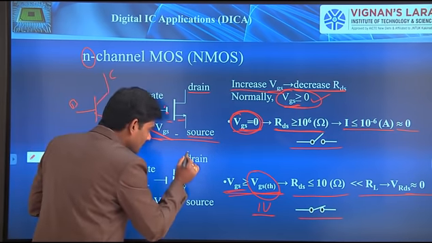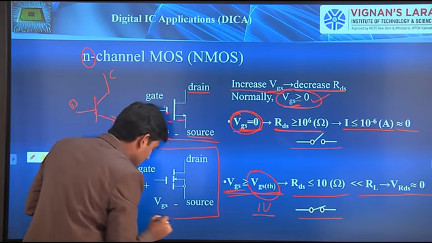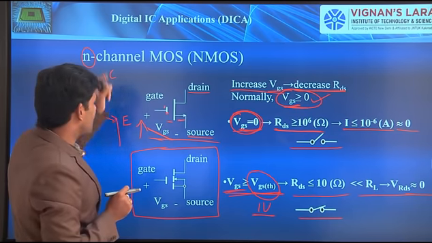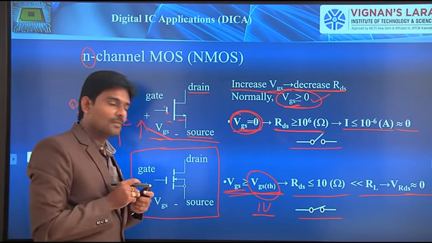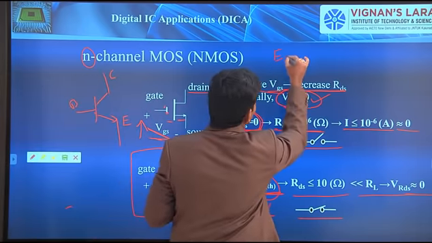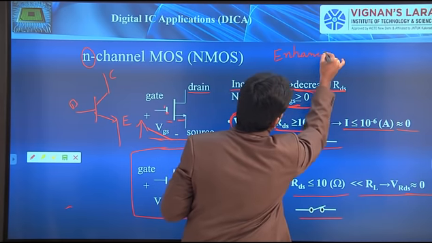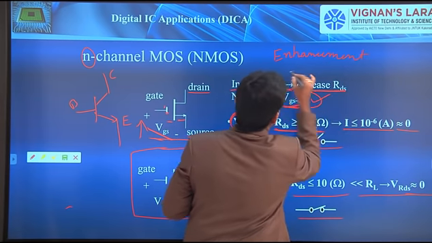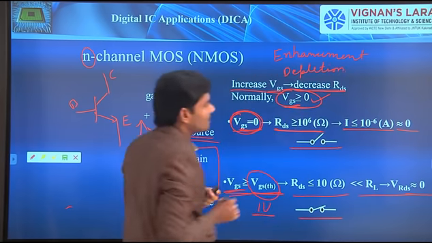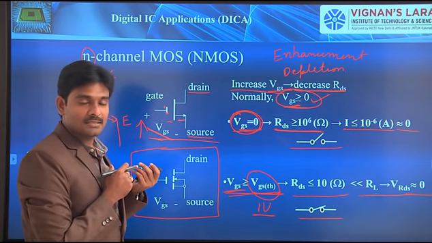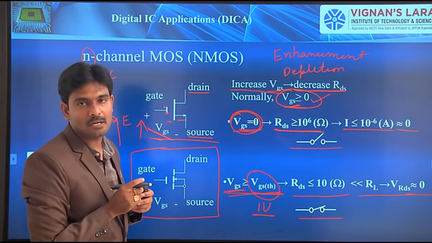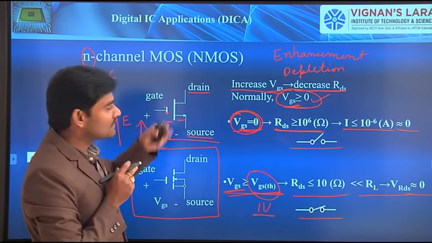Here I mentioned another symbol representation for that particular NMOS. In NMOS, once again there are two types of transistors. One is enhancement and the second one is depletion. In NMOS, the N-channel MOS, there are two types: enhancement mode transistor and depletion mode transistor. So what is the difference between those two?